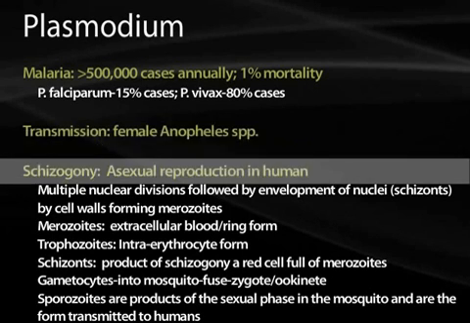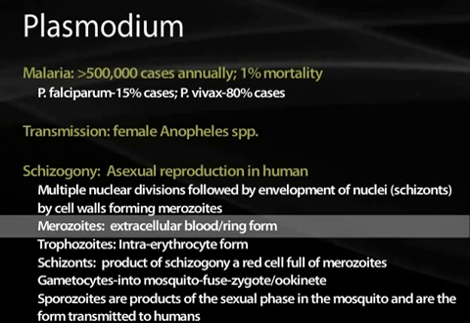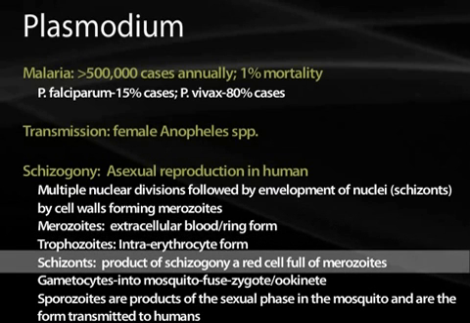Plasmodium exhibit schizogony, which is asexual reproduction in humans. They have multiple nuclear divisions, followed by the envelopment of nuclei, which are schizonts, by the cell walls forming merozoites. The merozoites then take the extracellular blood and ring form. The trophozoites are the intra-erythrocyte form, and the schizonts are the products of schizogony, which is where the red cell is full of merozoites.